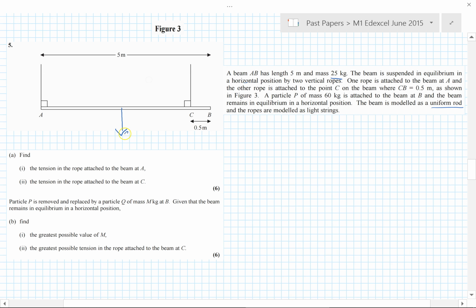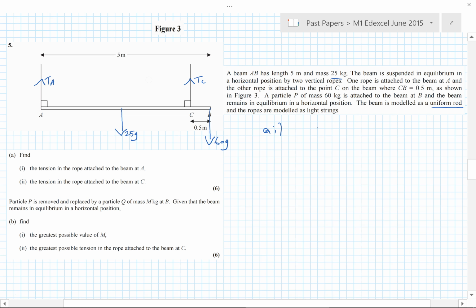We've got the mass is 25, so the weight is 25g, or 25 times 9.8. Okay, it wants the tension in both of these strings, and I think that's all we need, although it does tell us also that there's a particle of mass 60, so weight 60g placed at B. There, 60g. Let's call the tension at C TC and the tension at A TA. This is a fairly standard situation.